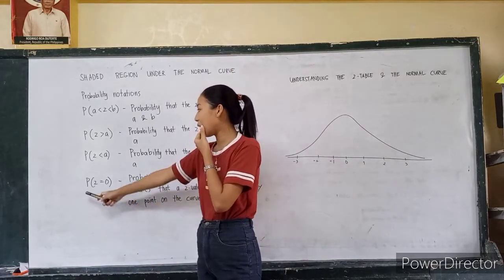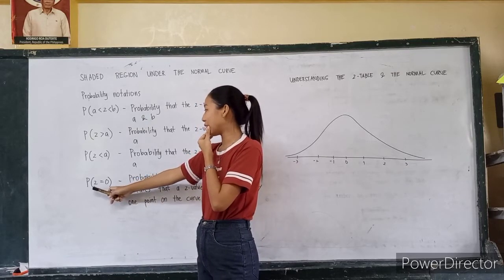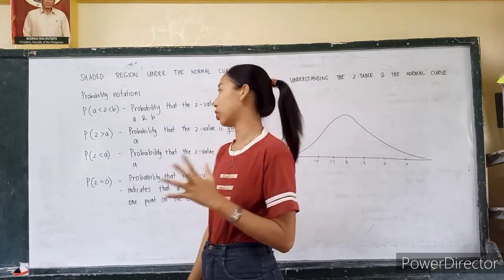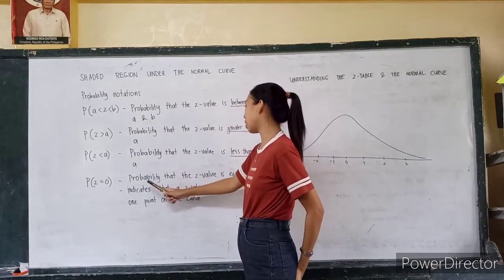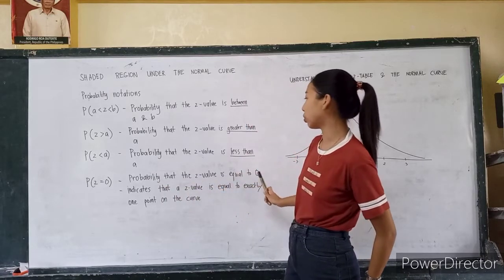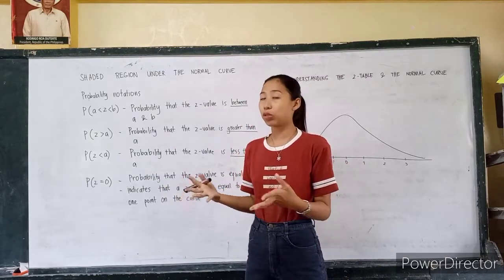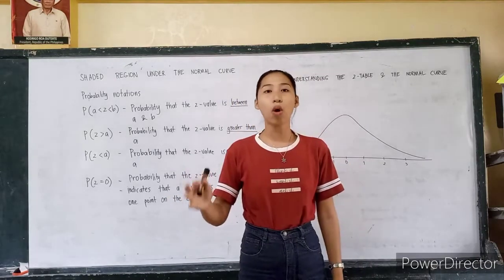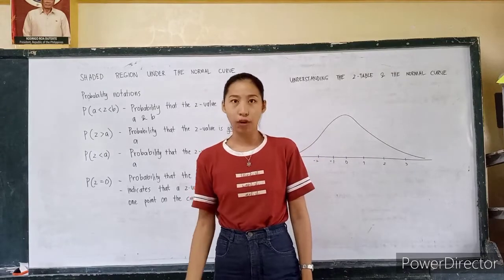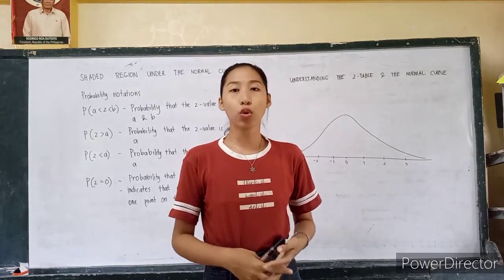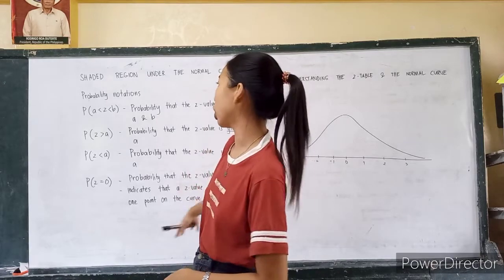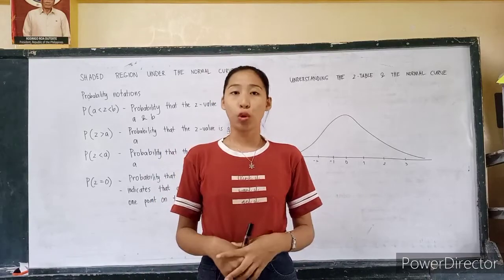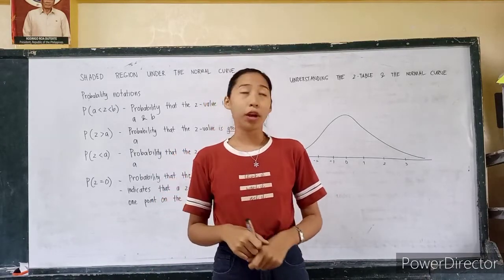The last one is P of Z equal to 0. So our Z value is equal to 0. This means the probability that the Z value is equal to 0. It means your Z value is exactly one point on the curve. Later on, I'm going to show you some examples of these notations, so you can better understand what they mean. I'm going to give that to you later on.